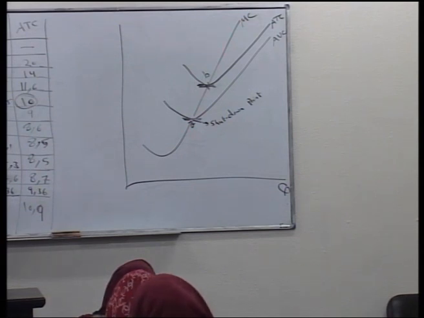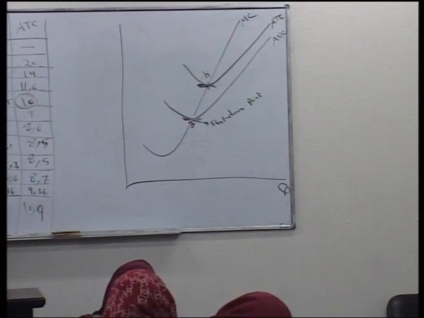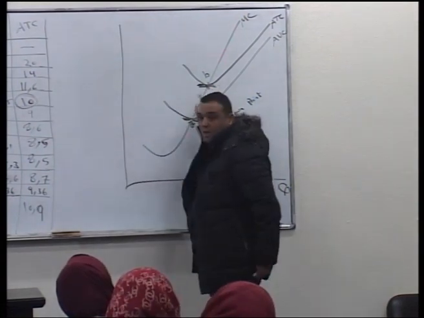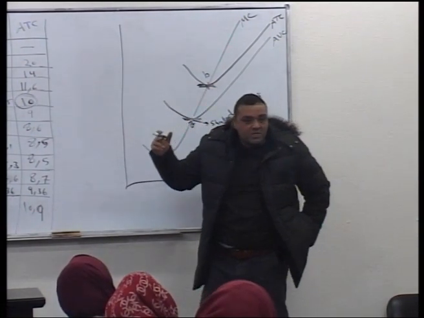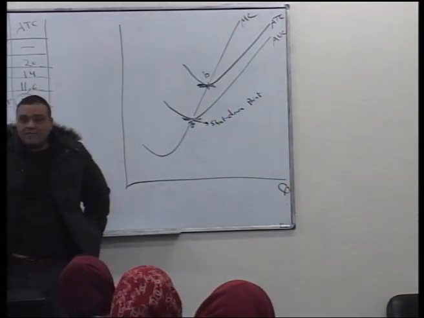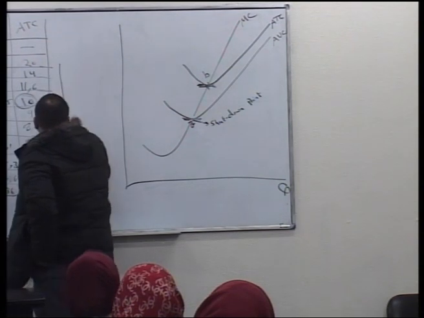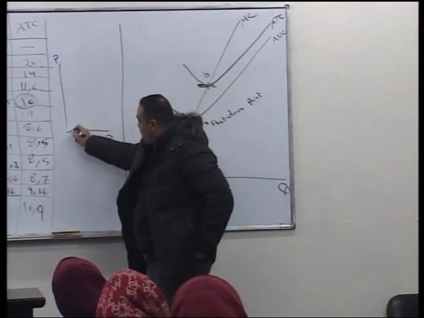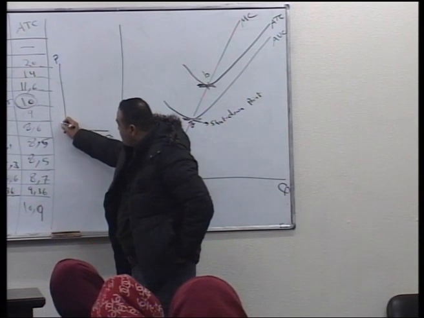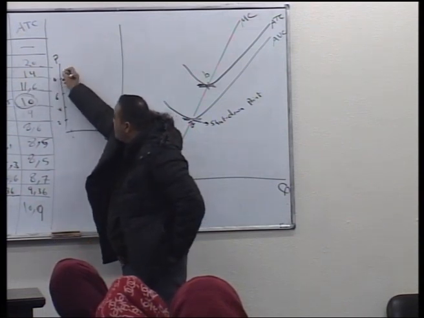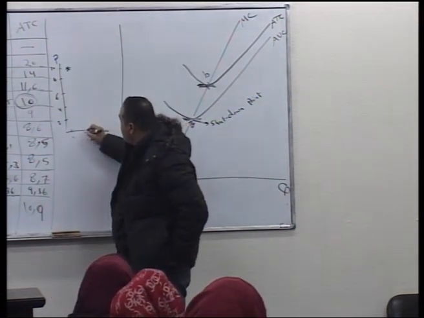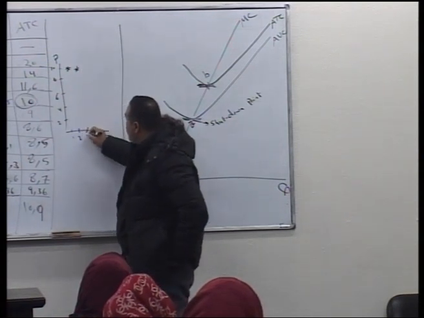Okay, a moment. Let's look at the shutdown point. How does the demand come out? Let's draw the demand curve. Here is the price and quantity. At Q equals 1, how much is the price? Let's say 2, 4, 6, 8, 10. At Q equals 1, how much is the price? 10. At 2, 10. At 3, 10.